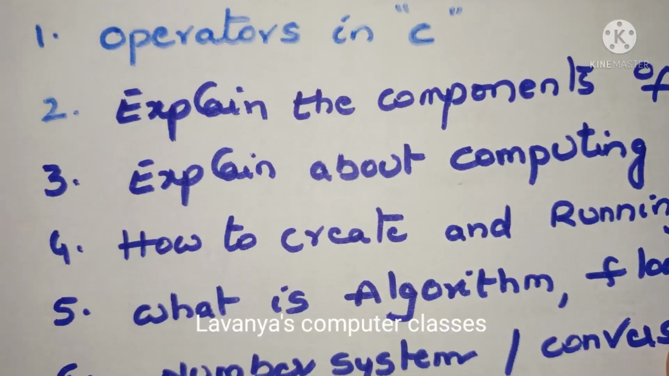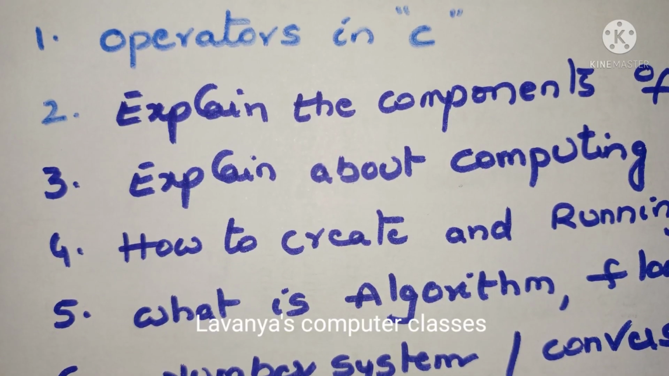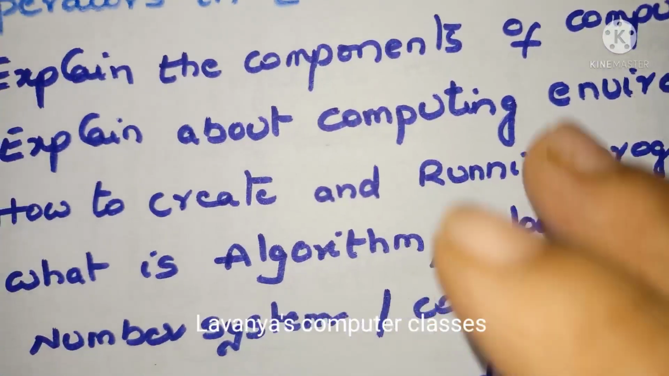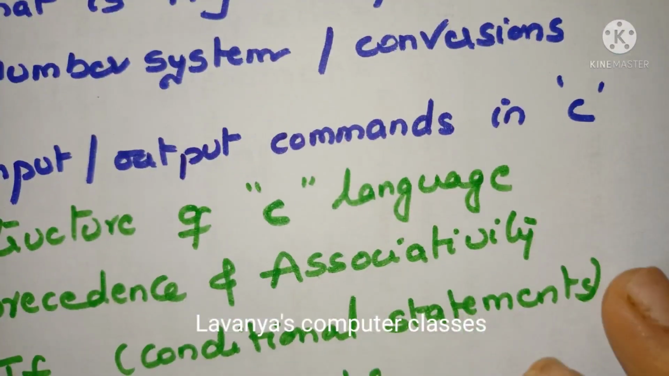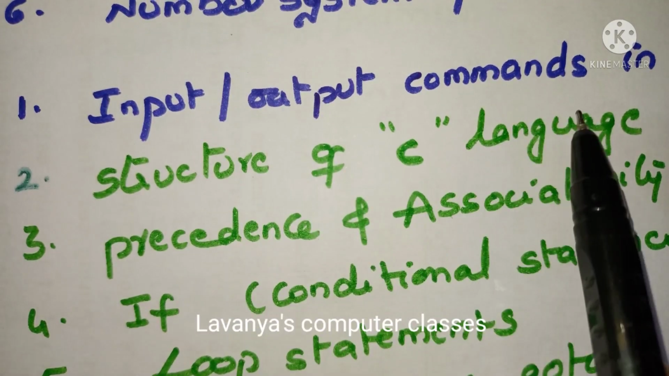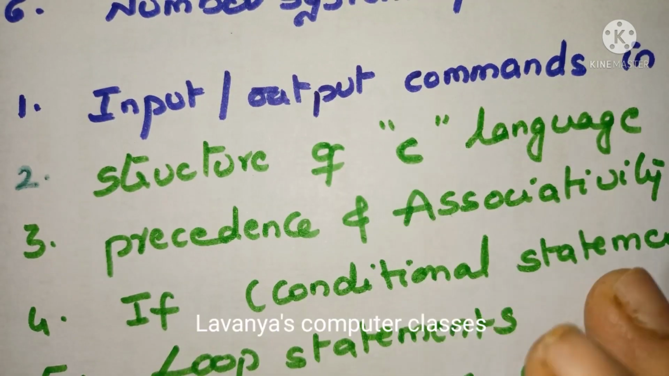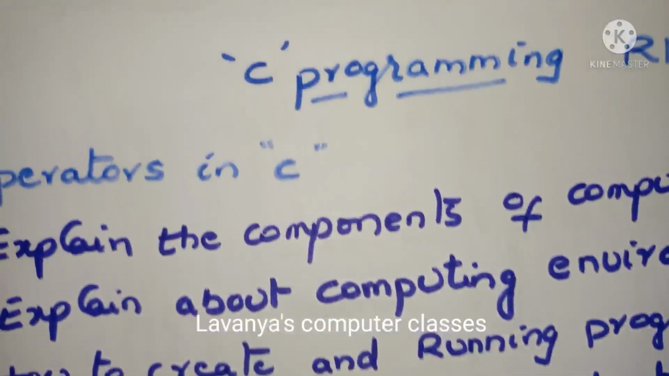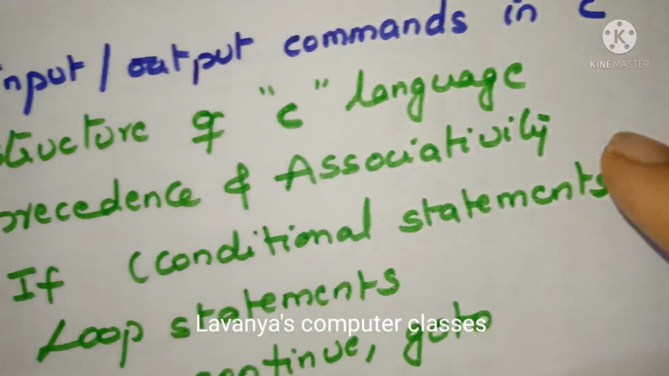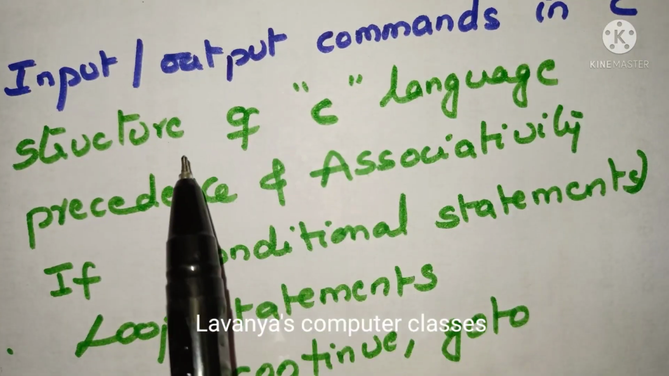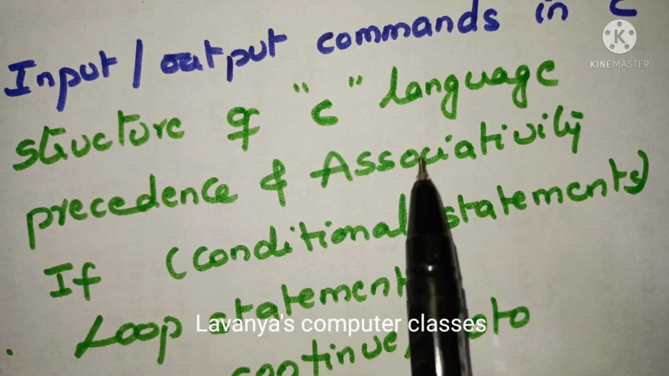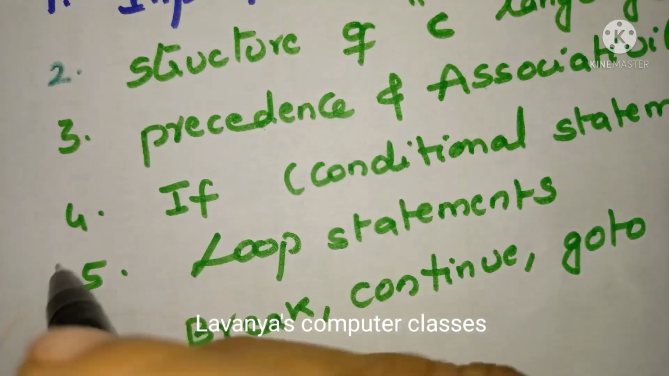This is chapter 1. Chapter 1 is totally general topics. What is computer, components of computer, like this. We concentrate either on chapter 1 or chapter 2. Chapter 2 is introduction about C language, structure of C language, input and output commands in C language. Next, operators in C language, very important question. And input and outputs, variables, constants, precedence and associativity. Otherwise, you concentrate on these two.